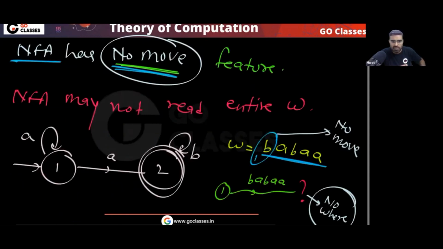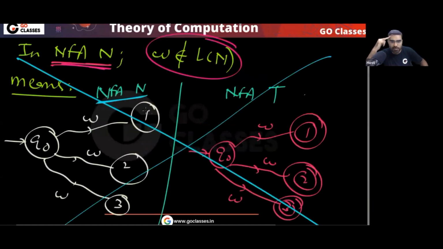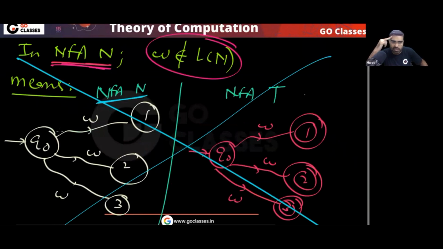See, in the GATE exam, if they create this question on your screen, W does not belong to this NFA N. Then many students, this type of diagram will come to their mind. Many students will think that on W, I will go to non-final. So if I complement the states, then W will be accepted. Yes or no?